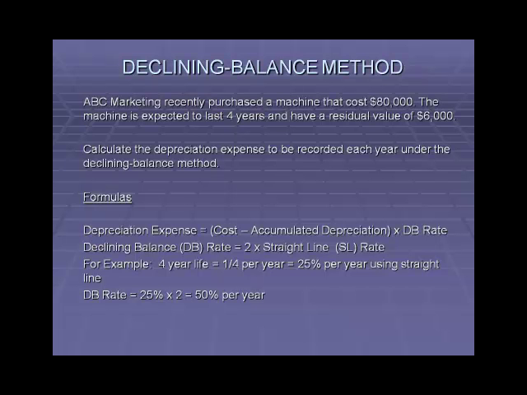For example, a 4-year life asset means that you're going to take 1/4 of the asset's cost per year in depreciation, which is equal to 25% per year using straight line. The declining balance rate then would be 25% times 2, or 50% per year.